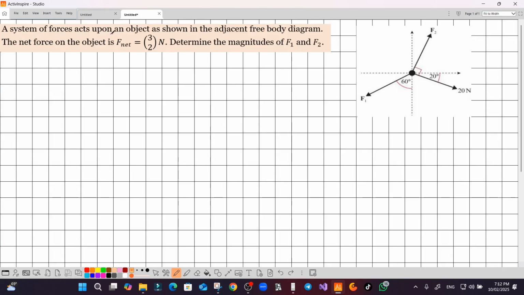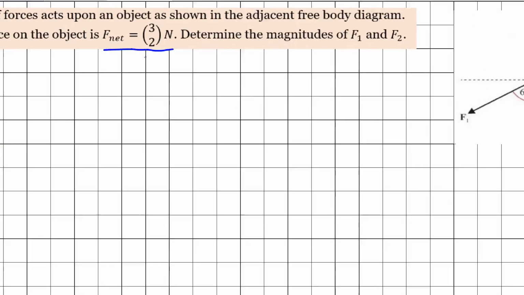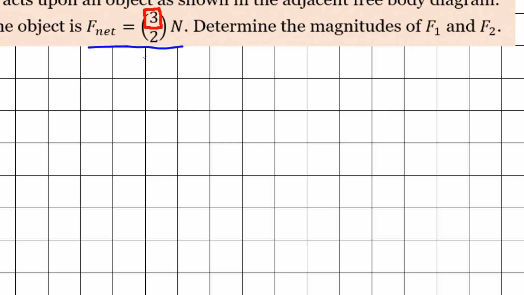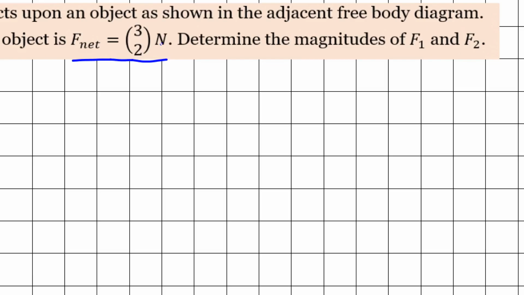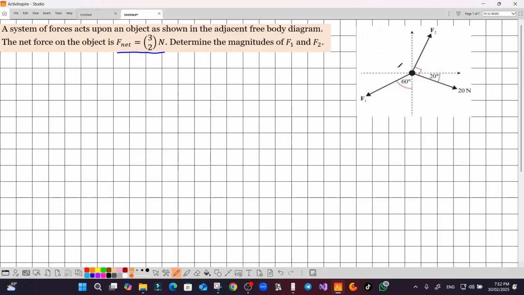A system of forces acts upon an object as shown in the adjacent free body diagram. The net force on the object is given by this. Now remember, for the first input, this represents the x component of the F net. For the second input, this represents the y component of F net. Now, as we know, all forces are measured in Newton, so the individual forces should also be expressed in Newton. Determine the magnitude of F1 and F2.